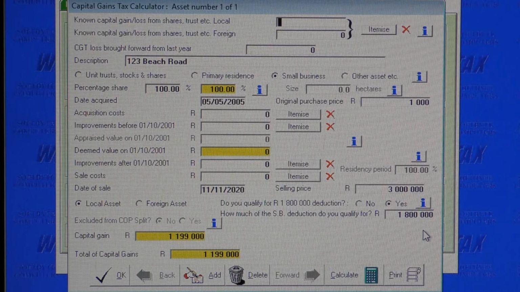In the case of a partnership, each partner may be entitled to a 1.8 million deduction, provided that the sale of the business is finalized in 2 years. Any unused portion of the exempt amount may be carried forward to a possible future business sale, provided that the total value of all sales is less than 10 million rand.